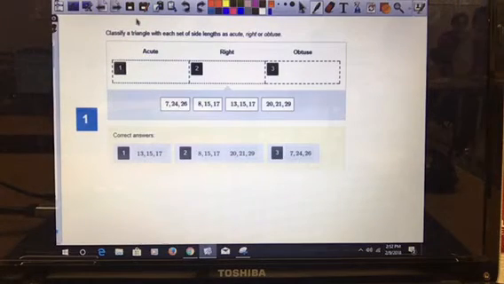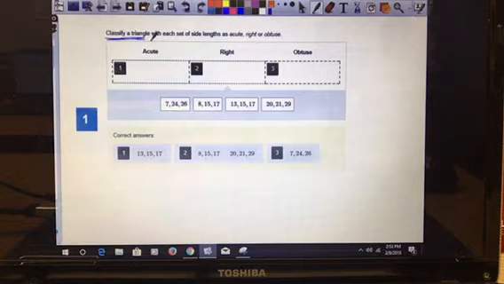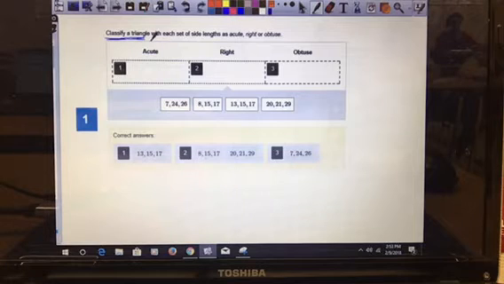Okay, so first one, we are looking at classifying a triangle. Classifying a triangle means that we want to give it its name. The first thing you're going to have to do is use the Pythagorean theorem. Now we said that if c squared equaled a squared plus b squared, then it was a right triangle.